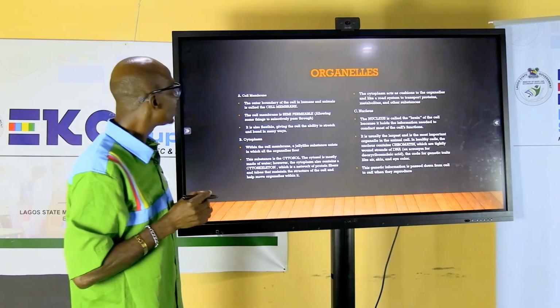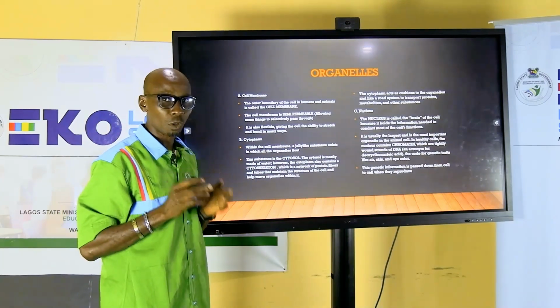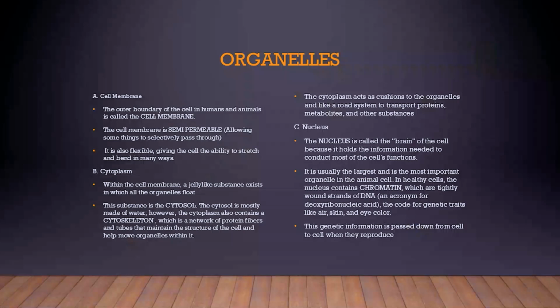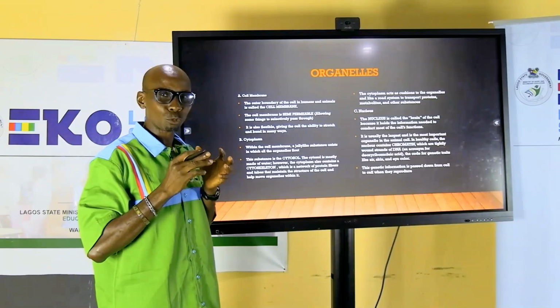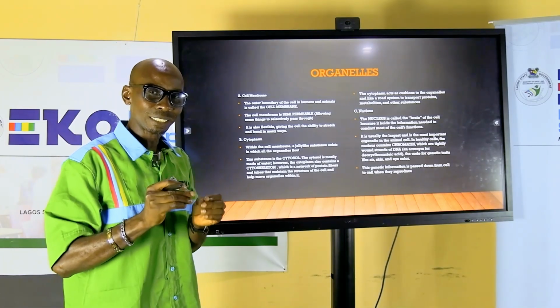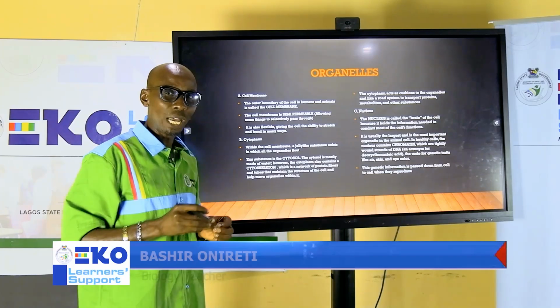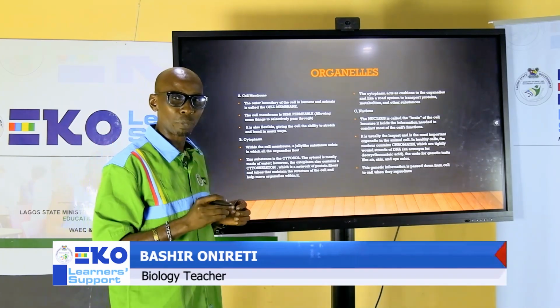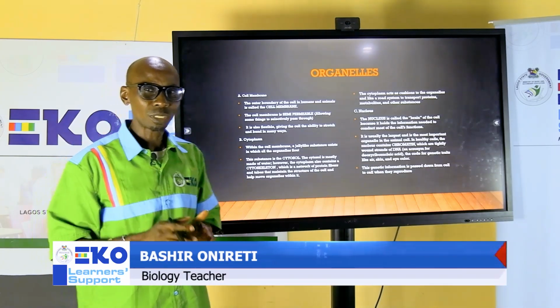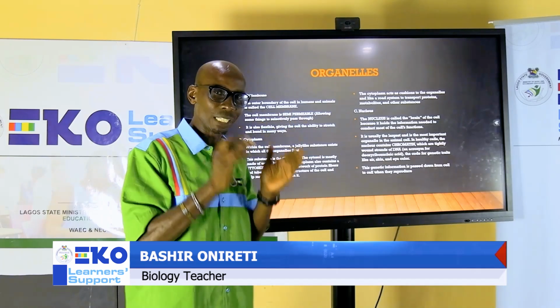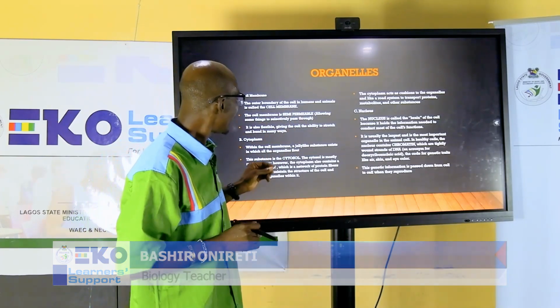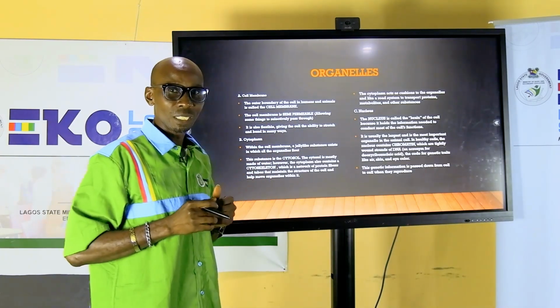Now, I continue with the description of each of these organelles. A cell membrane is like an envelope that protects the cell. Its function is to regulate what enters and leaves the cell. That is why it is also referred to as a semi-permeable membrane, because it selects what enters and leaves the cell. The next one is the cytoplasm.